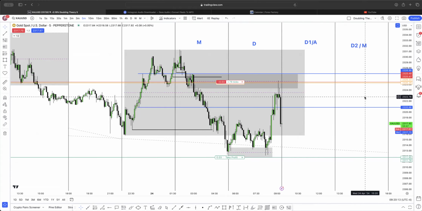Okay, so let's see if price delivers, because if anything, we should now proceed to move in order to form the low of the session. We should proceed to move in order to form the low of the session as per my fractal time principle. All right, so let's see.